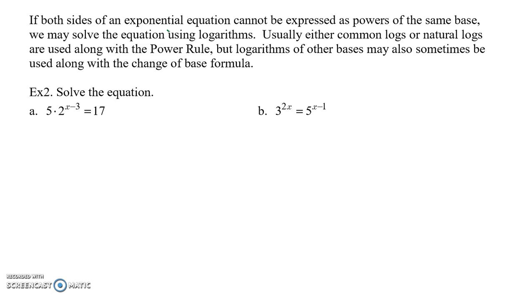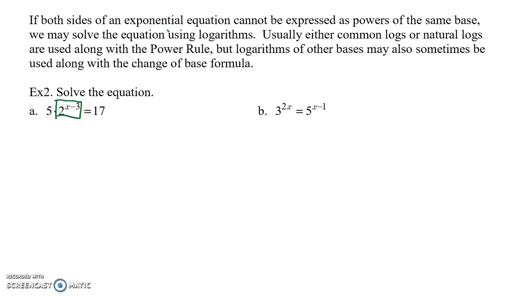Let's look at example 2, part A. 5 times 2 to the x minus 3 equals 17. One of the things we want to try to do, if necessary, is isolate the exponential part of the equation. In this case, the exponential part is 2 to the x minus 3. So we want to get that by itself on the left. That means we should divide both sides by 5.